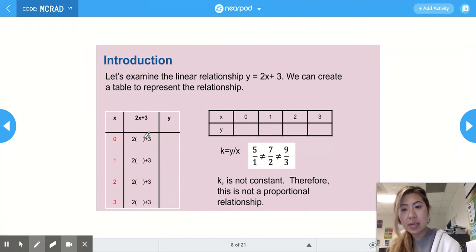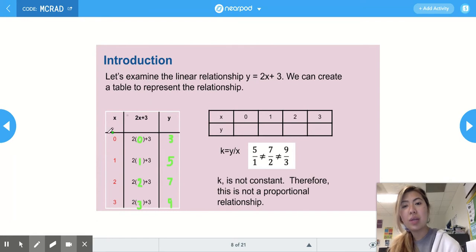So when x is 0, I'm going to plug in 0 into the equation, so 2 times 0 plus 3, which is going to be 3. When x is 1, I'm going to plug in 1 into the equation, so 2 times 1 plus 3, which is 5. When x is 2, I'm going to plug in 2 into the equation, so 2 times 2 plus 3, which is 7. And when x is 3, I'm going to plug in 3 into the equation, so it's going to be 2 times 3 plus 3, which is 9.